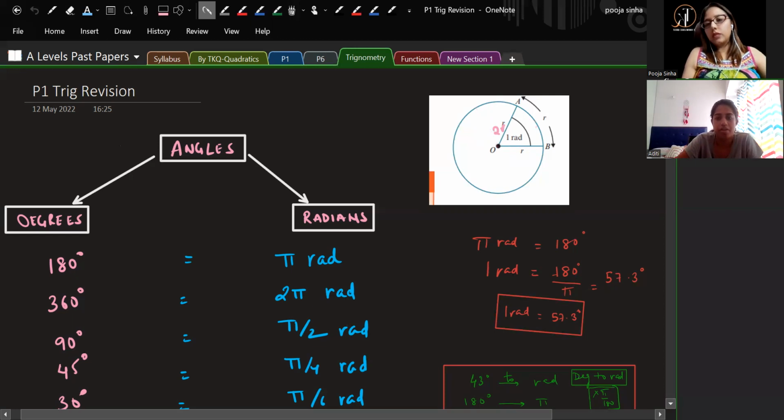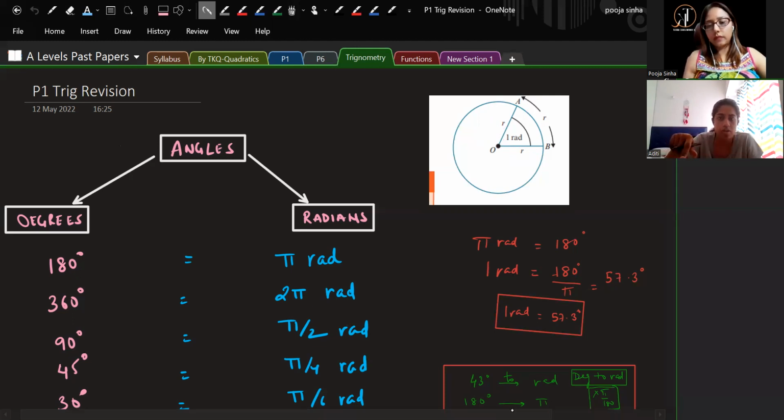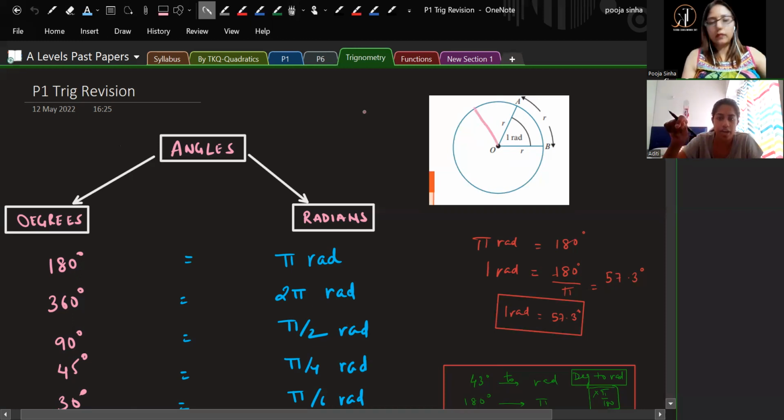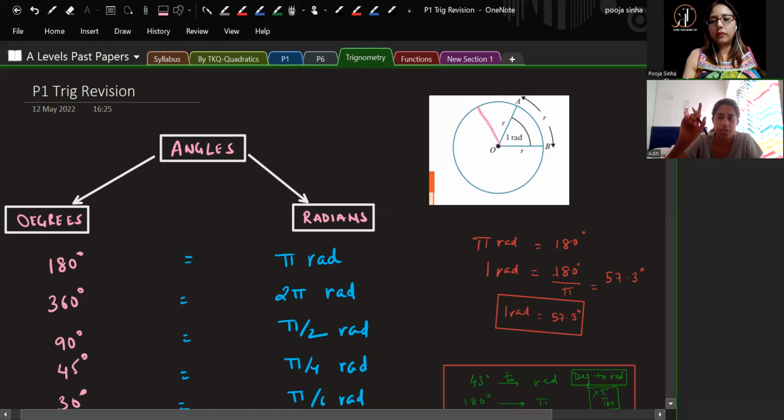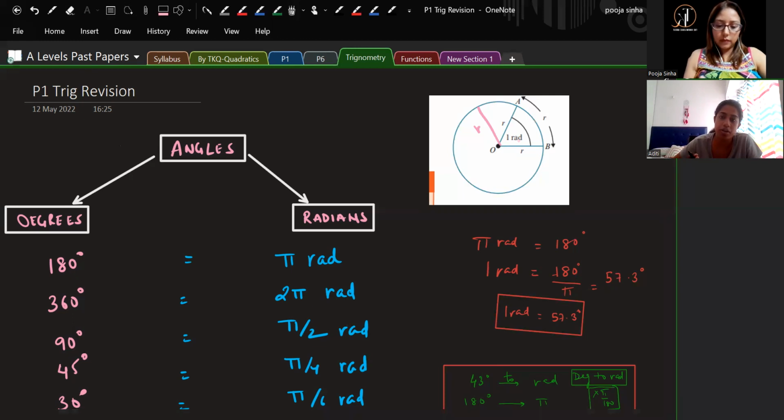So maybe, if OB is equal to my AB, that means it is 1 radian, right? So this is 1 radian. Label the other one, which is M, because probably it'll be OB plus BM, which will become 2 radians.